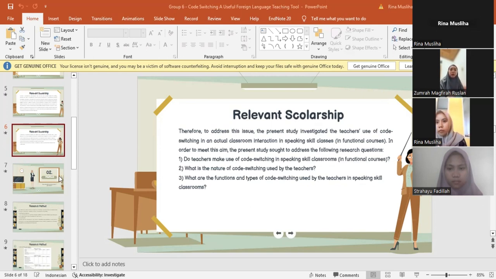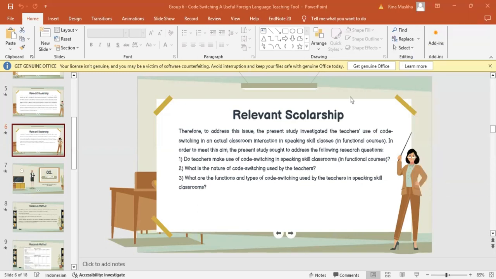The study would also act as a platform for future researchers to explore new dimensions of code switching as an important language tool. That's all from me. I'll give it back to the moderator. Thank you.